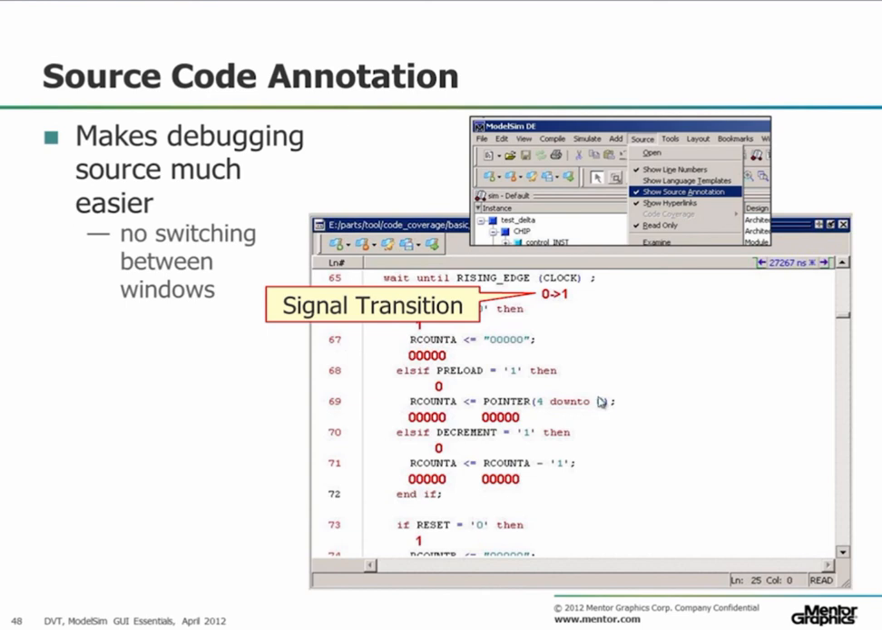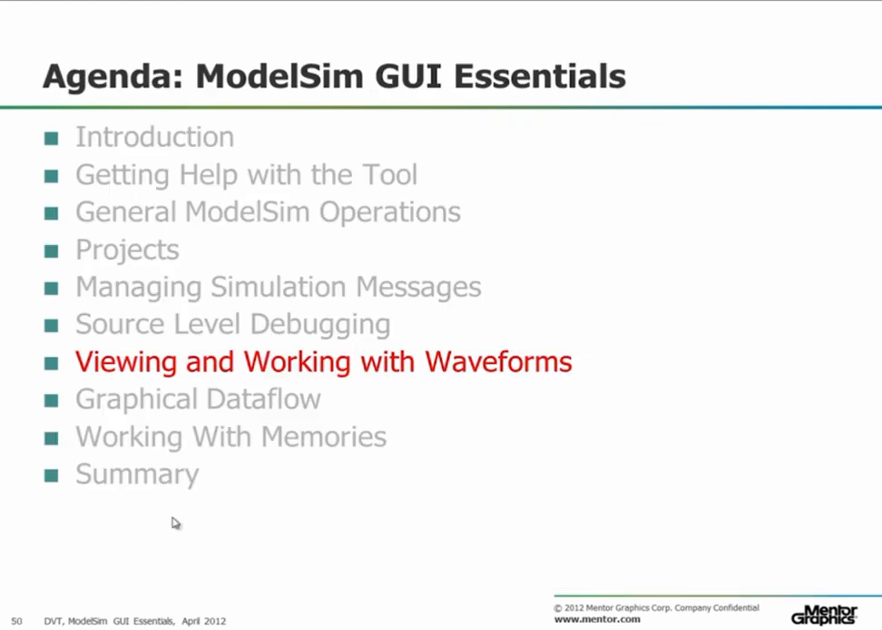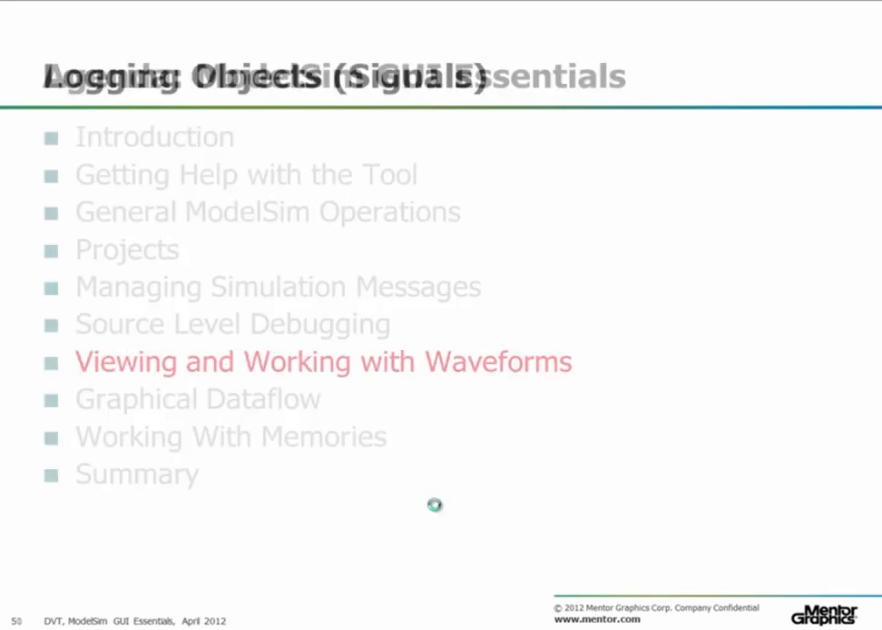So you can turn on source code annotation, and what that will do is annotate the value of each signal right underneath it. For instance, right here, I'm at a time where the clock is transitioning from 0 to 1, so source code annotation will annotate all the values in my code. You can change the time, so you can jump to a particular time. You can tie that time to the cursor, so if you move the cursor in the wave window, it will go to that time. So the next section we'll talk about is viewing and working with waveforms.